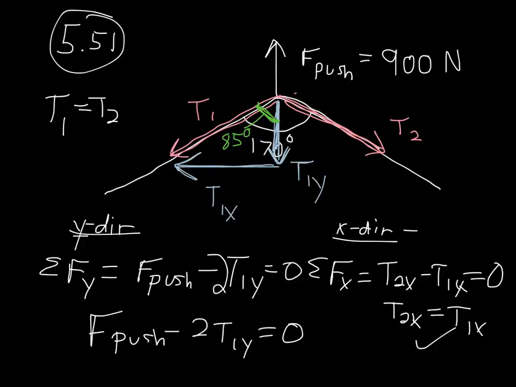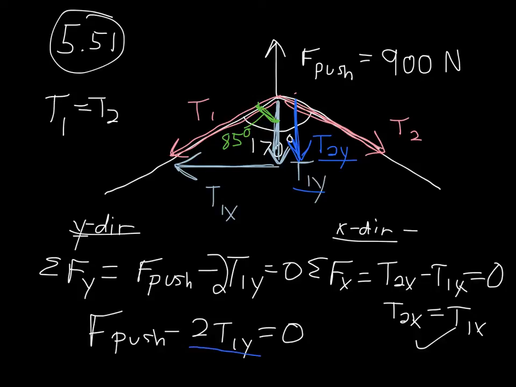Yes, a question: why did you put the 2 again? So the 2 is because we have T1y acting down, and we also have T2y acting down, because we have the force from both sides. Technically there is a T2y going down. I didn't draw that in because I know T1y and T2y are equal, so I can just double T1y to take that into account.